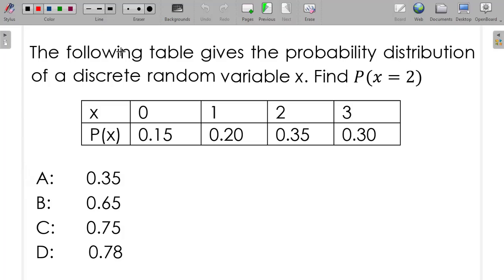Okay, so now let's look at the question on discrete random variables. The question says the following table gives the probability distribution of a discrete random variable x. Find the probability that x is equal to 2. Most students overthink probability questions like this one, and they end up losing marks in the final exams. So let me show you the simplest way in which you can answer this question.